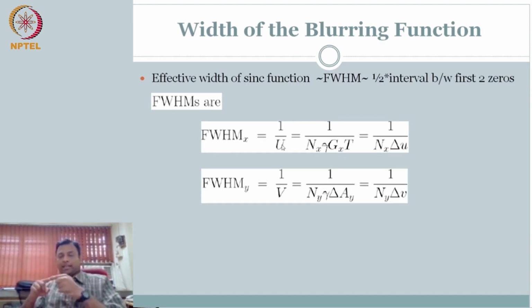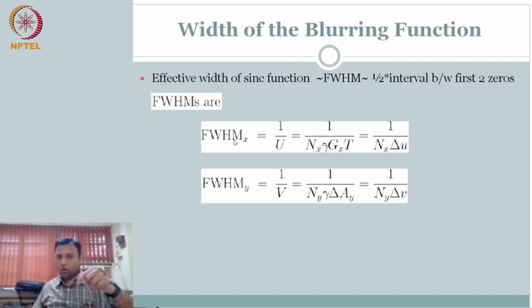What is this U? This is the extent in the u direction. What is this capital V? Extent in frequency domain in the v direction. So now you see full width half maximum is 1 by U. Substitute for U, you get N x delta u. So you already see that if I have more Nx, more number of samples and finer step size, this combination goes up, this value goes down.